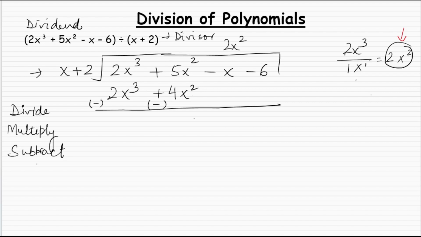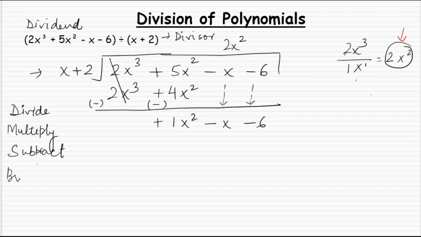Now, 2x cube minus 2x cube. Take the new sign into consideration. Don't take the old sign plus. Take the new sign minus. 2x cube minus 2x cube. Any quantity subtracted from the same quantity gives you 0. So we show it by cancelling it. Plus 5 minus 4 is plus 1. So it's plus 1x square. So we have subtracted. My next step is to bring down the other terms. So it's minus x minus 6.